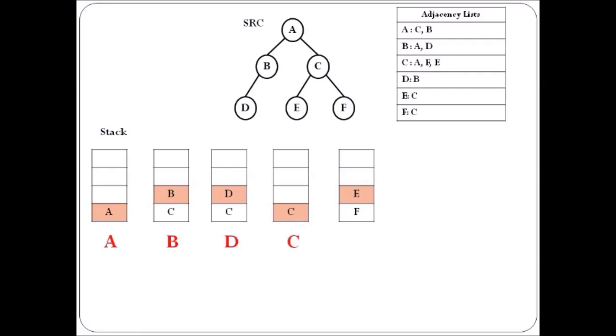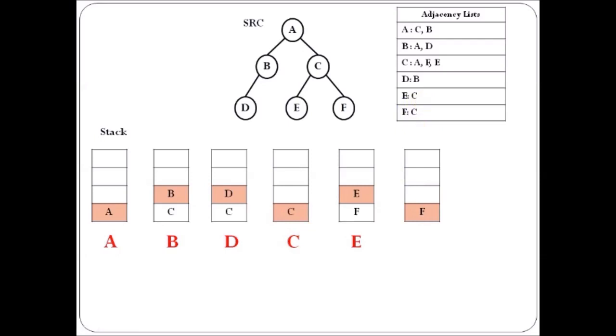So we simply pop the element which is present at the top. The element at the top is E, so I have popped it. When E is popped, the last element remaining in the stack is F. From the adjacency list, the element adjacent to node F is node C. So we have to insert C, but as C is already considered, there is no need to reconsider it. So we simply pop the element.